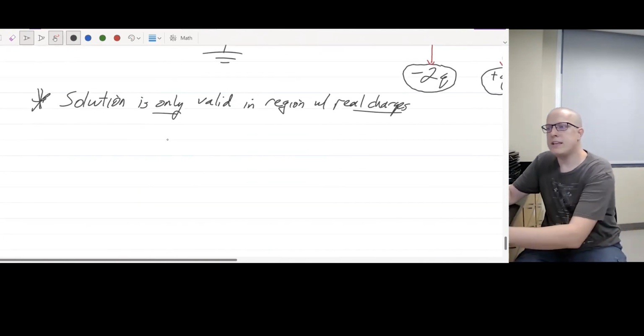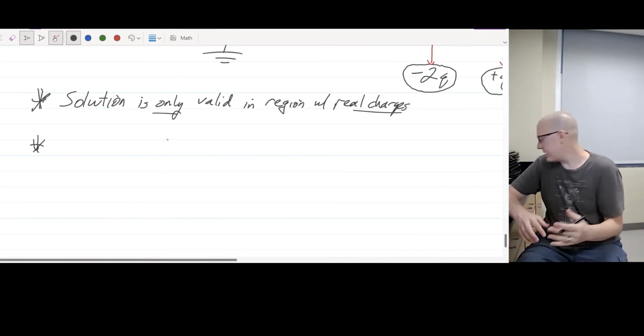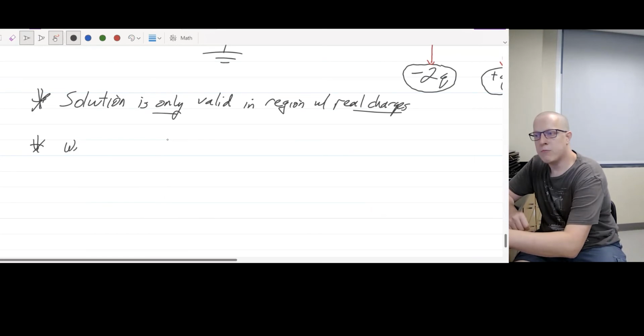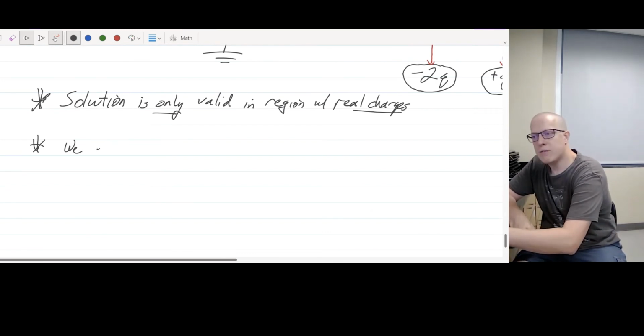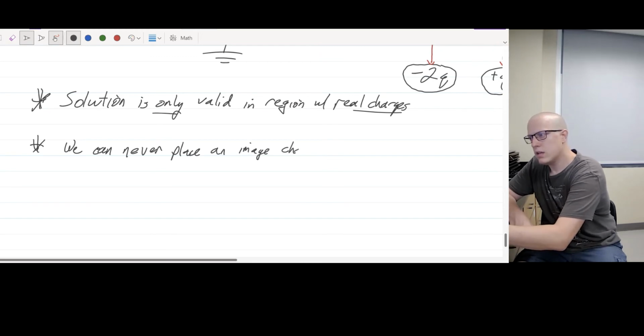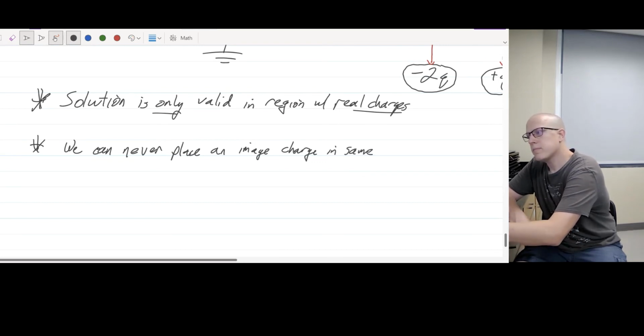That's important. And then the second thing is that whenever we're doing this technique, if we run into a situation where we need to put image charges in different places, we can never place an image charge in the same region as an actual charge, as a real charge.